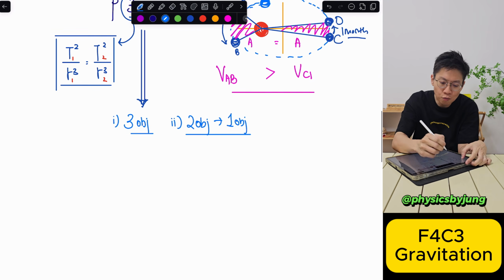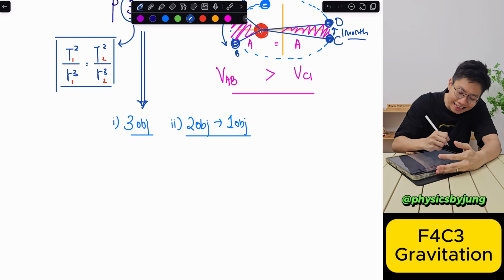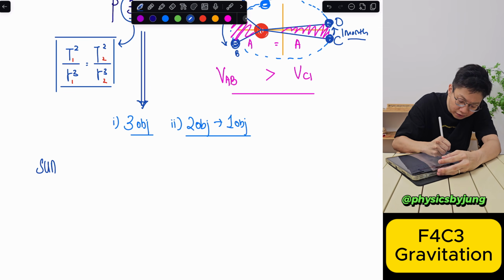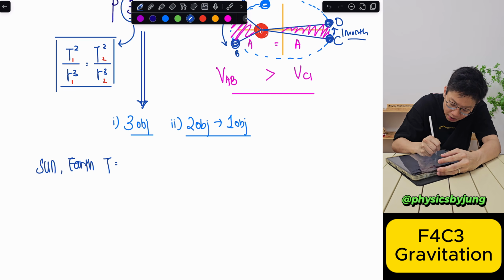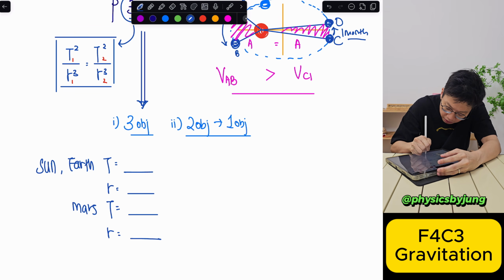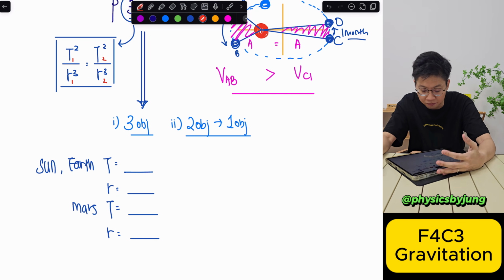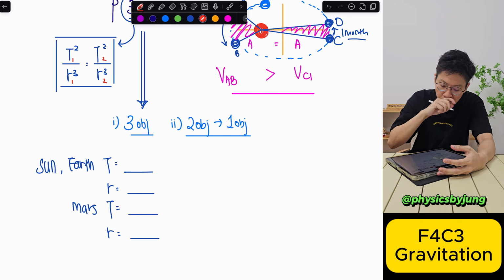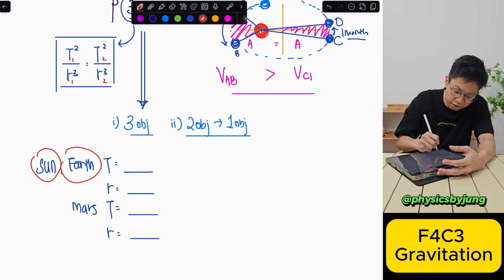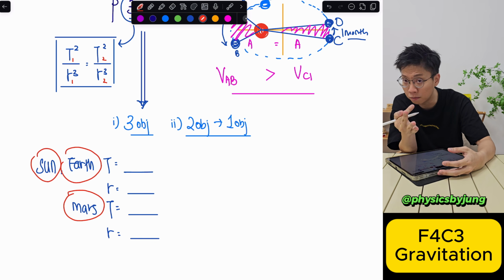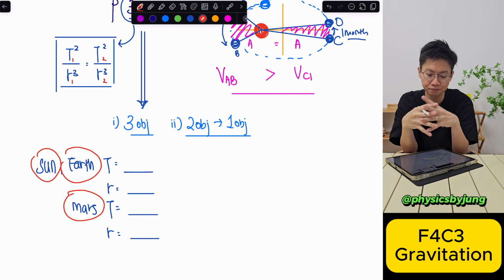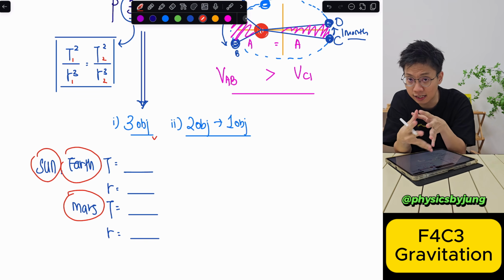Let's say one day you read a question and they say there is a sun. We realize that for the Earth the time is given, the R is given. Then we have Mars, where the time is given and the R is given. So guys, can we do Kepler's third law with this question? Let's check first. Usually they'll mention the sun, the Earth, and Mars. So if I have 3 objects, there is a high chance that it is a Kepler's third law question.